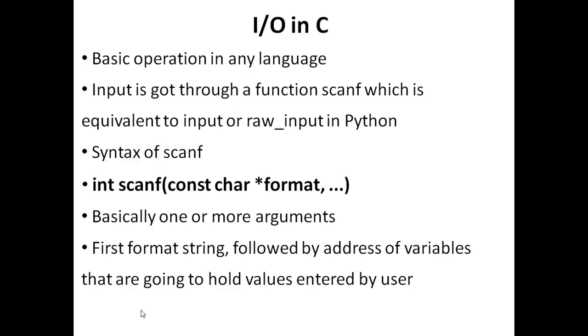So we need to see the basic operations, that is, basic I/O operations in C. We need to get the input by means of scanf, and the output is going to be printed out by means of printf. Input is got through the function scanf, which is equivalent to input or raw_input in Python.